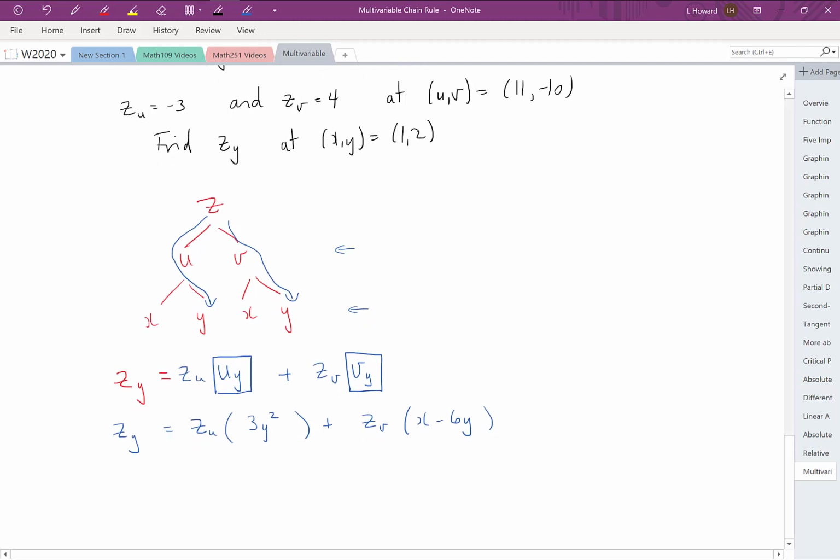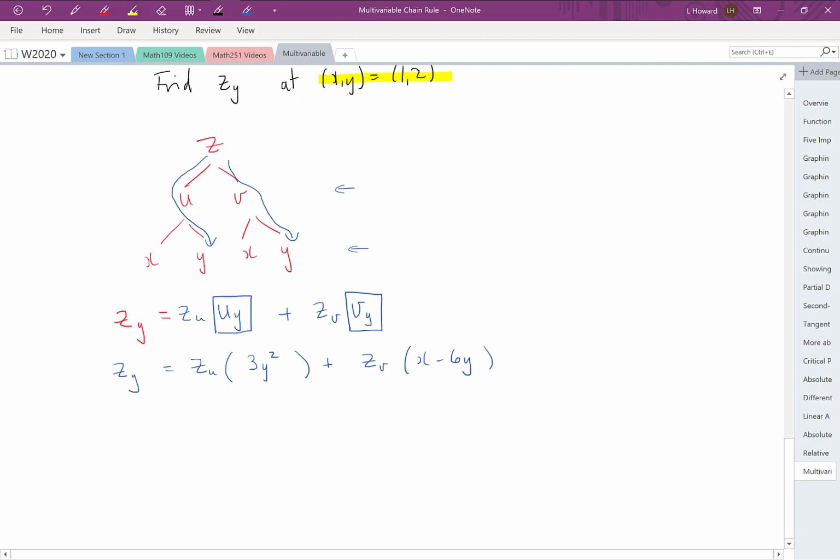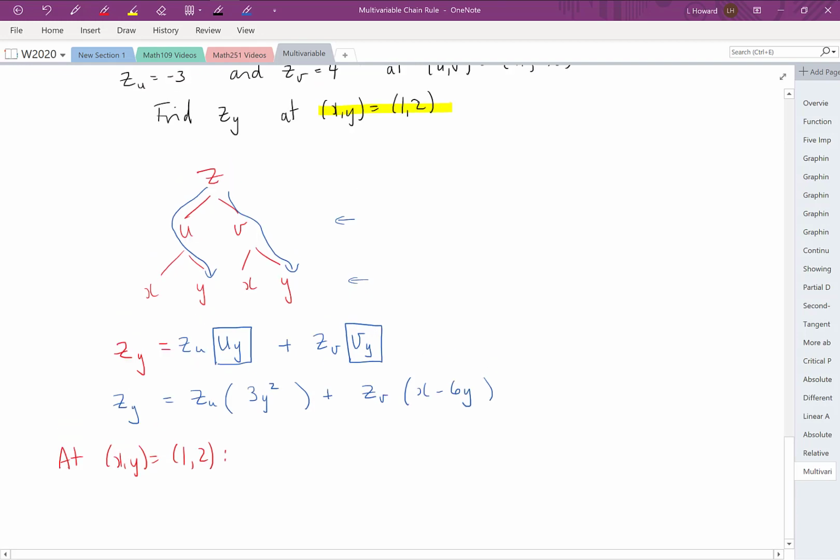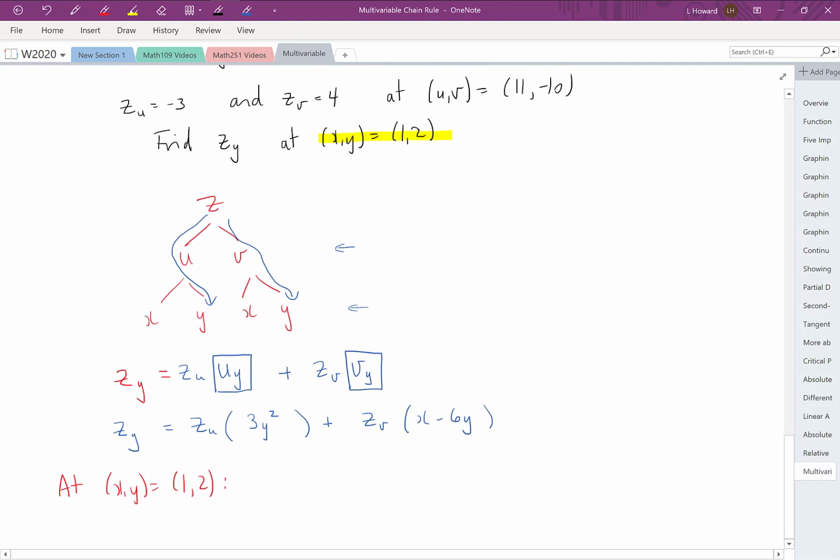Now comes the point where we're going to try to sub in. What we're trying to find is z sub y at the point where (x, y) equals (1, 2). So let's see what happens as we sub in (x, y) equals (1, 2). Notice that we've still got this z sub u and z sub v in this formula. So let's look back at our given information. And sure enough, we're given some values for z sub u and z sub v. We've got them at the top of the screen.